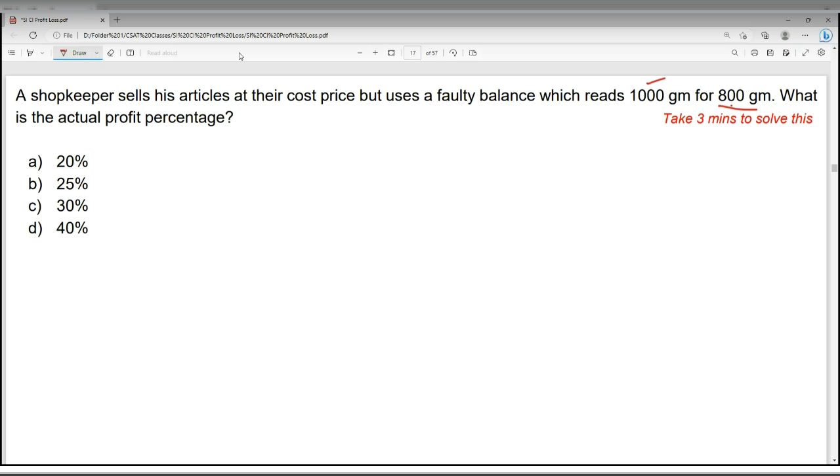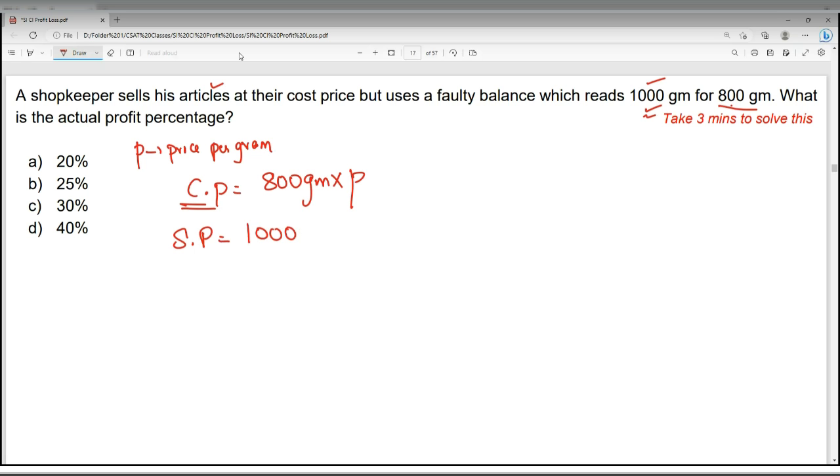So let P be the price per gram of this article. We don't know what this article is. So the cost price for him would be 800 grams into P, since P is the price per gram. This is the cost price. And selling price, the amount that he's getting is for 1,000 grams. He's telling the weighing machine is showing 1,000 grams. The selling price is actually 1,000 into P. So this is the selling price.